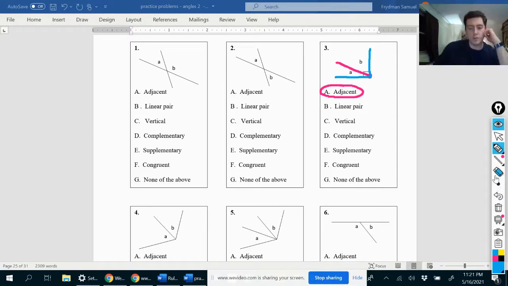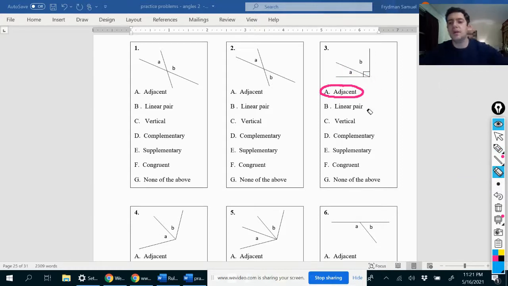Are they vertical? No, they're not vertical to each other like A and B are over here in this problem. And remember, we also said if angles are adjacent, then they're not vertical. If they're vertical, they're not adjacent. Okay? Are they complementary? Do they add up to 90 degrees? Well, yes, they do. How do we know that?